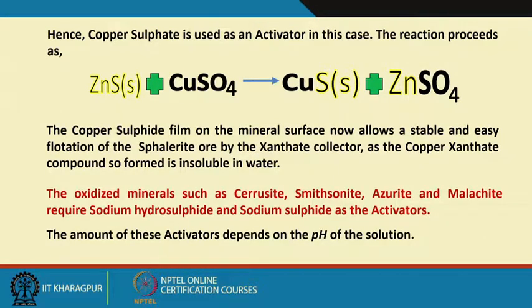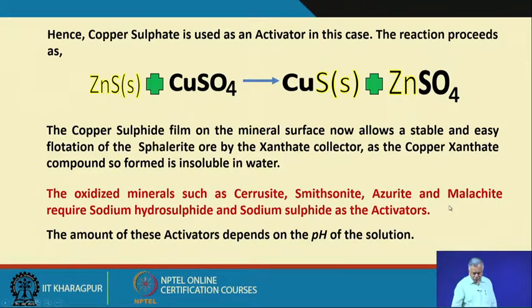The oxidized minerals such as cerussite, smithsonite, azurite and malachite require sodium hydrosulfide and sodium sulfide as the activators. The amount of these activators depends on the pH of the solution. Now, the effectiveness of these activators again depends on the pH of the solution.